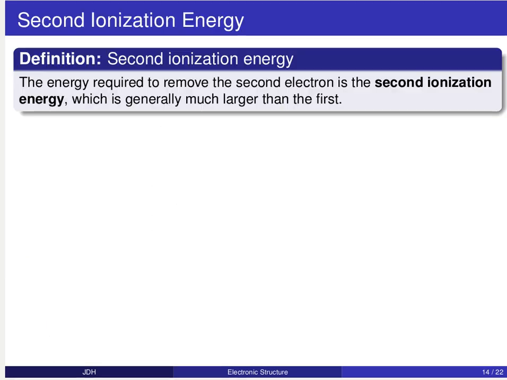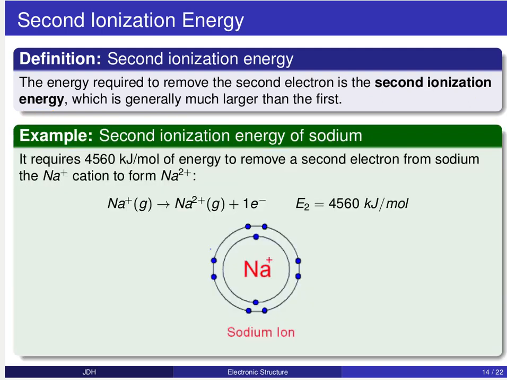And we quantify this removal of a second electron using the so-called second ionization energy. So the energy to remove the second electron from an atom is called the second ionization energy, and we will see that it is typically much larger than the first. So if we go back to our sodium example, we'll see that it actually requires 4,560 kilojoules per mole of energy to remove a second electron from that sodium plus cation.